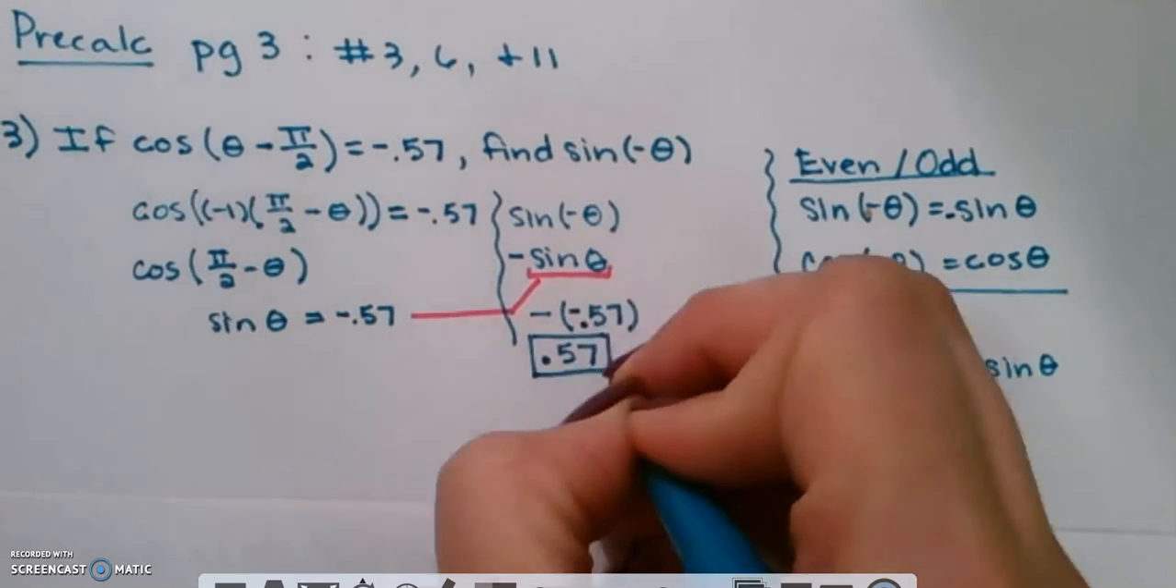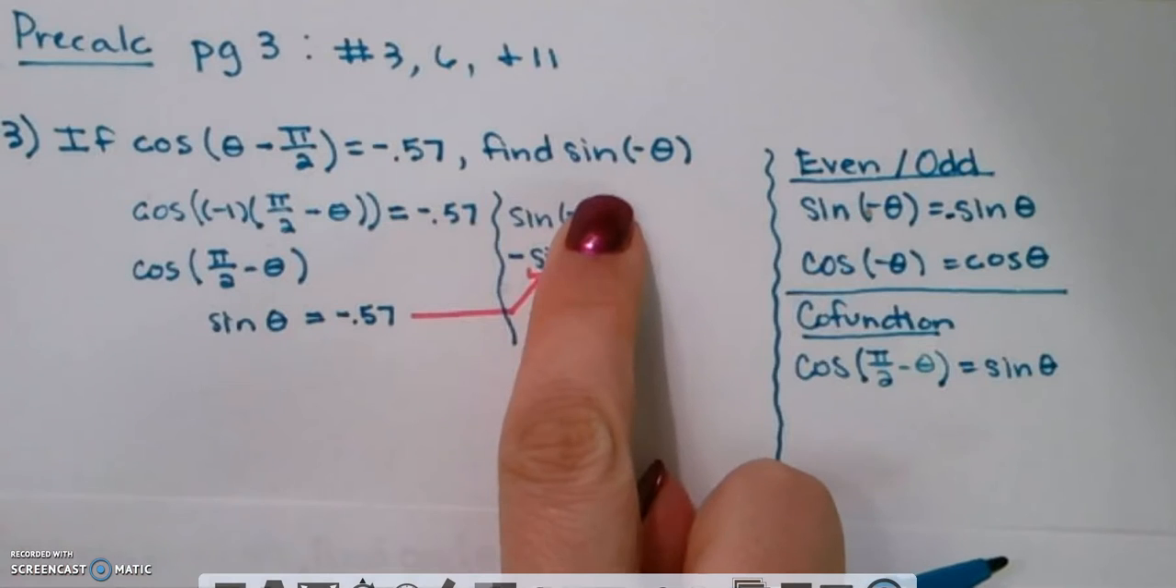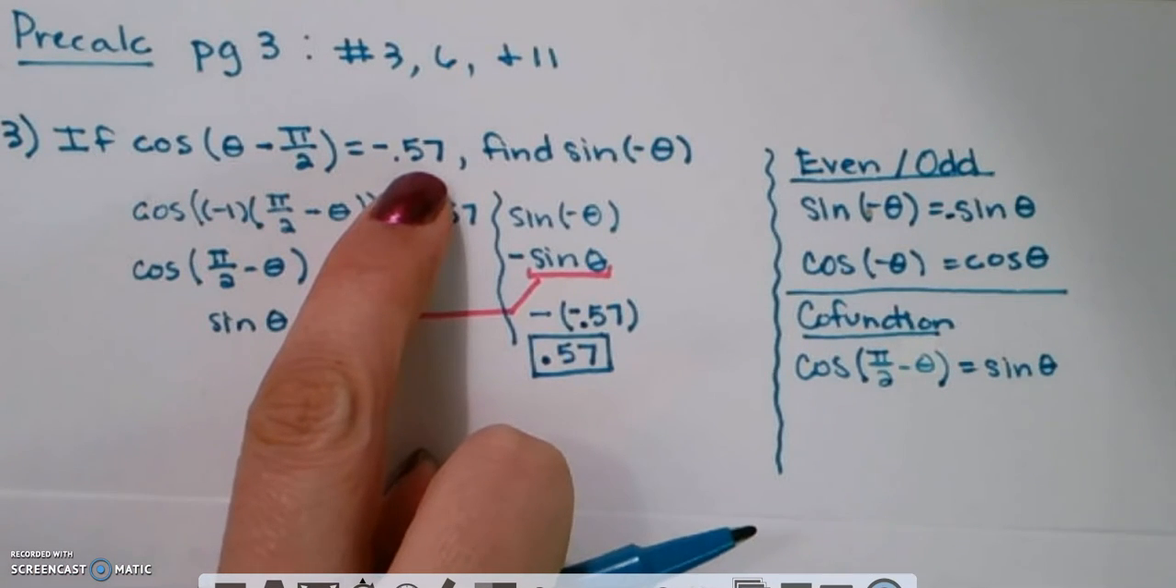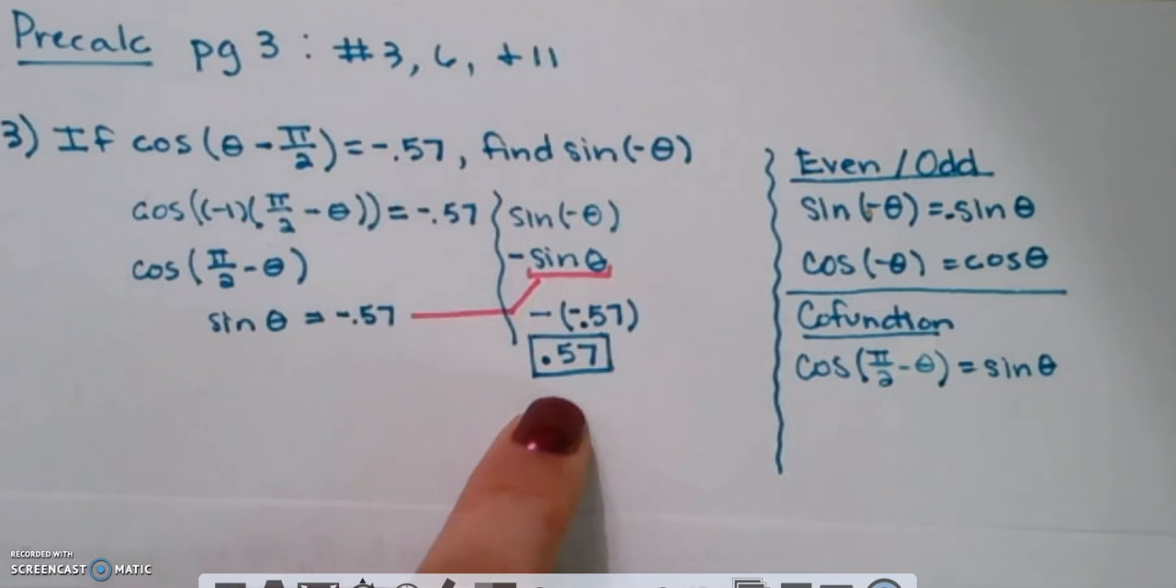In general, problems that are set up this way are either going to be the positive value or the negative value. It's up to you to figure out, using your cofunction and your even and odd identities, whether your overall answer is going to be positive or negative.